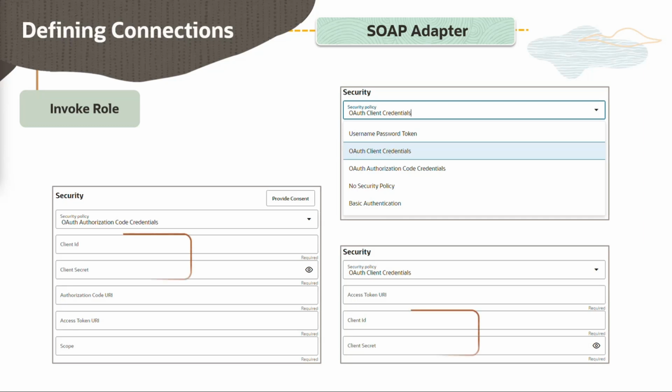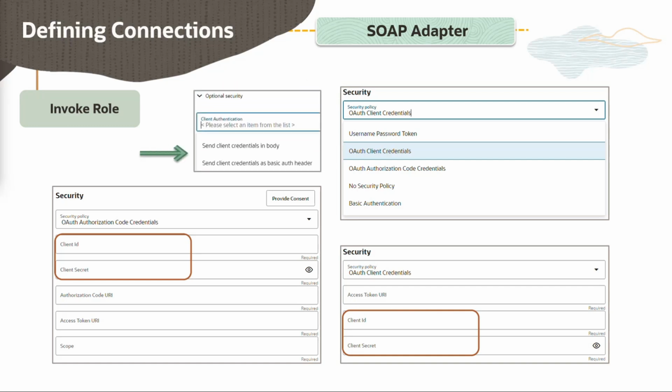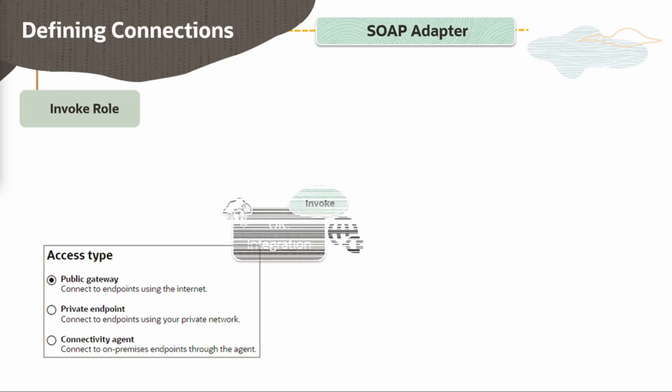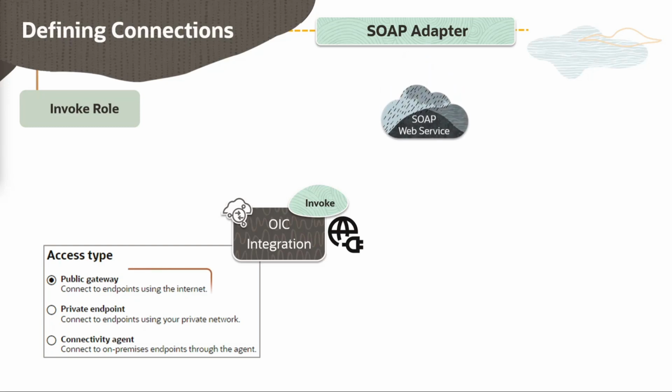In both scenarios, since the adapter's default behavior is to send those client credentials in the SOAP header, you'll only need to use the optional security section if the service's requirements are to send those credentials in either the SOAP body or in an HTTP header. Finally, you'll need to indicate how the OIC adapter will be accessing the web service. In most cases, the web service will be publicly available on the internet, so you'll use the default public gateway.